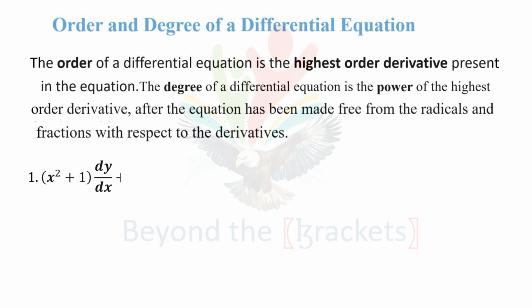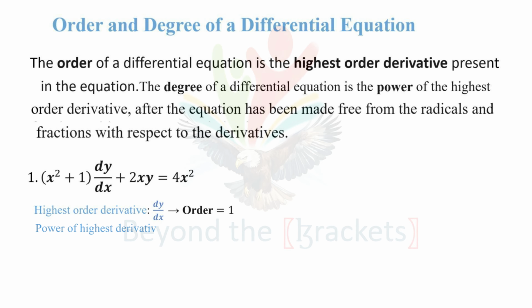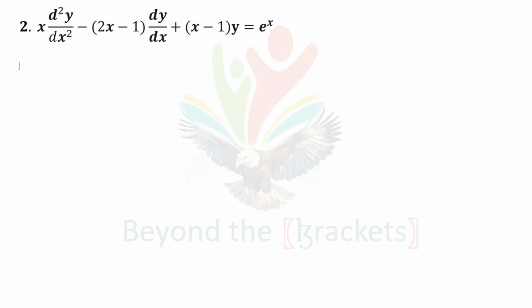Let's understand this with an example. In this equation, as you can observe, the highest order derivative dy/dx is the first order derivative. Since the power of this derivative is also 1, the degree of the differential equation is 1 as well. For the second example, the highest order derivative here is d²y/dx². So the order of this differential equation is 2. The power of this derivative is 1 and therefore the degree of this equation is also 1.